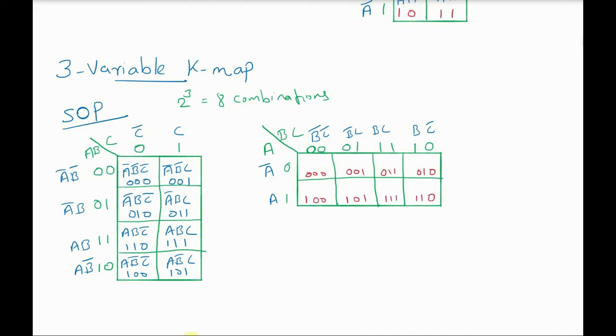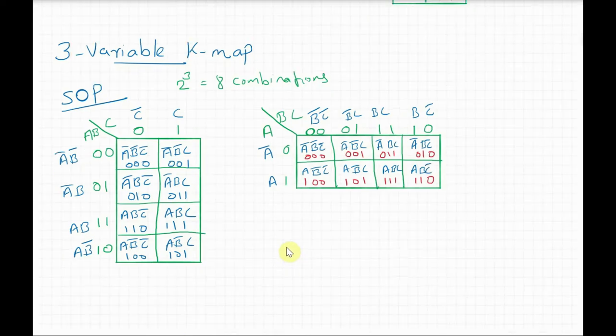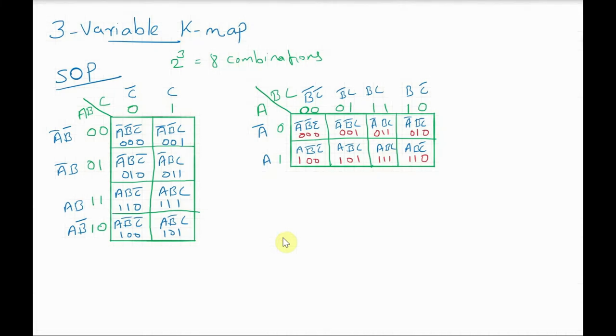And if you write in terms of variables, it is A bar B bar C bar, A bar B bar C, A bar B C, A bar B C bar. And in the next row, it is A B bar C bar, A B bar C, A B C, A B C bar. And this is the K-map, the skeleton of the SOP expression.